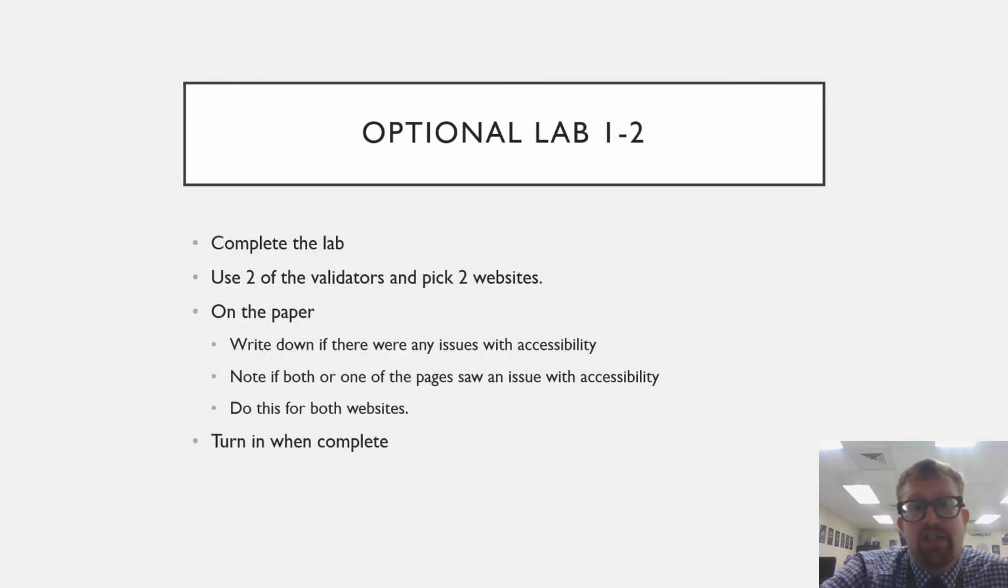All right, this is called Optional Lab 1-2, but it is not optional. You must do it. You're going to complete the lab. You're going to use two validators, and you're going to pick two websites that were talked about in this. And then on the paper, write if there were any issues with accessibility, note if both or one of the pages saw an issue with accessibility, and then you're going to do it for both websites. Okay? You're going to turn this into Schoology when you're complete.